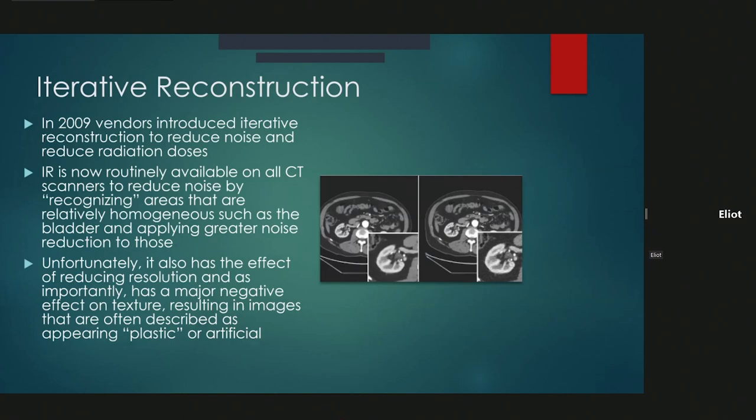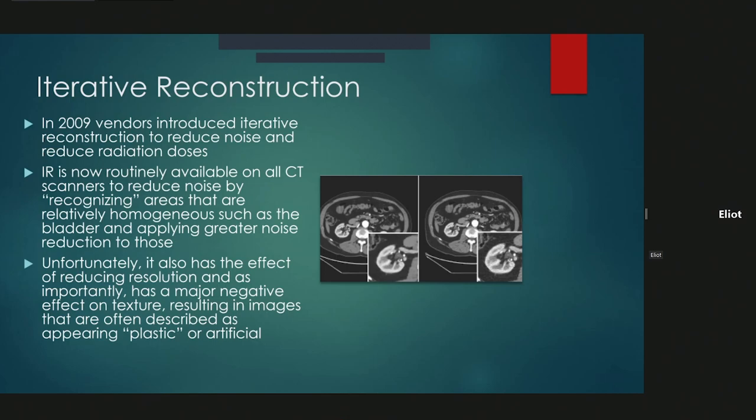With regard to iterative reconstruction, around 2009, 2010, vendors increasingly introduced iterative reconstruction to reduce noise and reduce radiation doses. And iterative reconstruction, IR, is now routinely available on all CT scanners to reduce noise. It does have a much better capability of being able to, quote unquote, recognize areas that are relatively homogeneous, such as the bladder, and to apply a greater level of noise reduction to those.